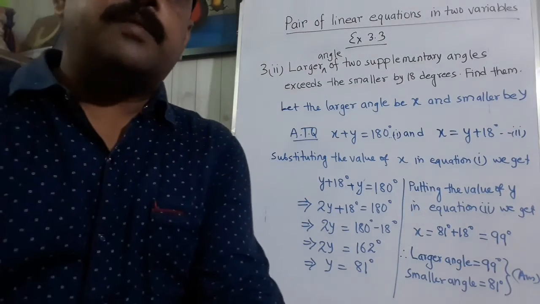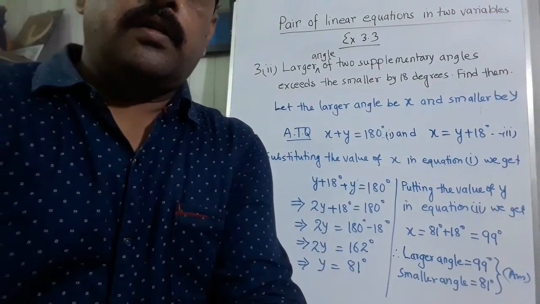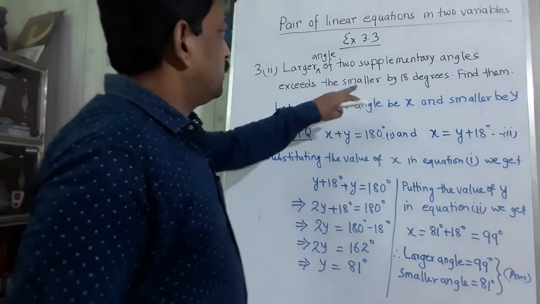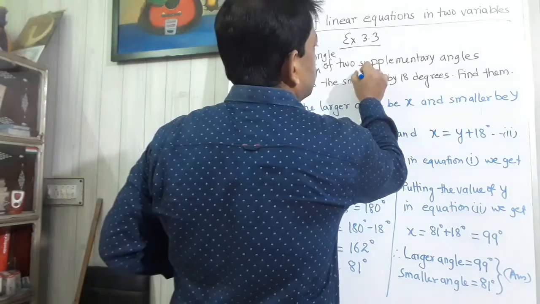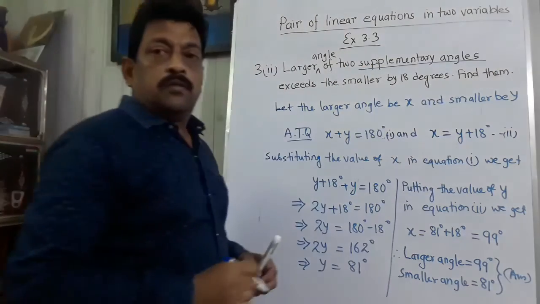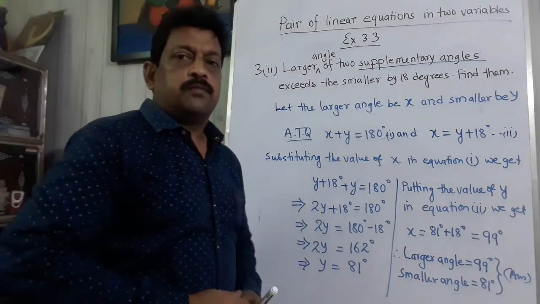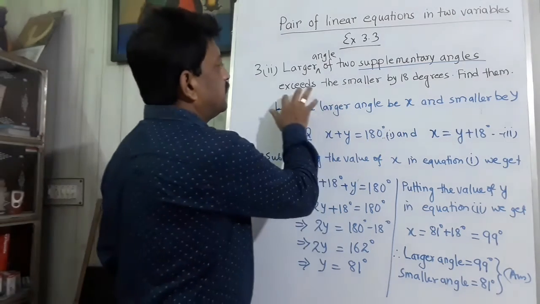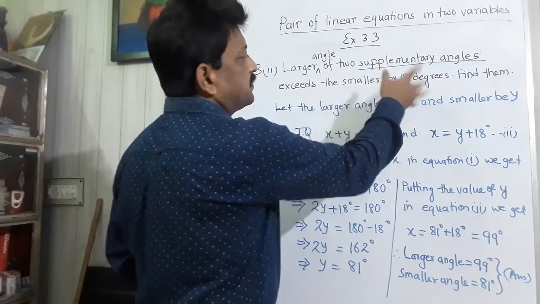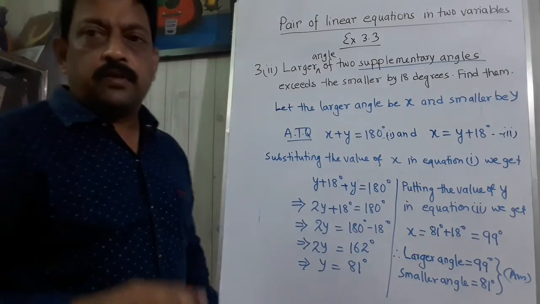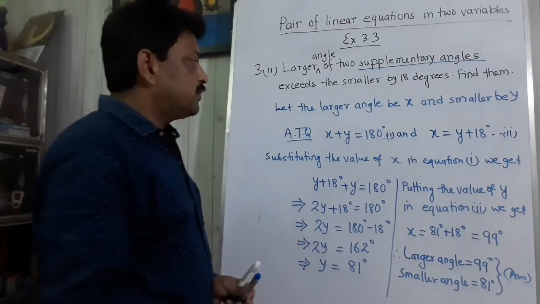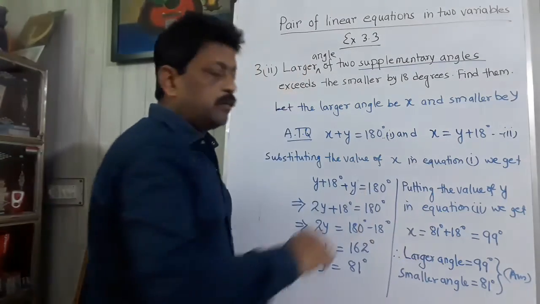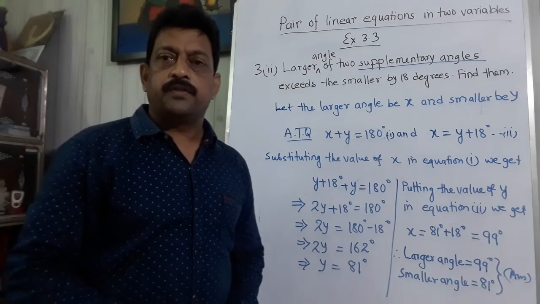Hope you have understood the sum. The situation was very easy. Only thing, you have to take care of supplementary angles. We know that their sum is 180 degrees. So that is one of the equations, and the other is already given there. The larger exceeds the smaller by 18 degrees. So two conditions are given. With these two conditions, we can make two equations and then solve them algebraically by substitution method.